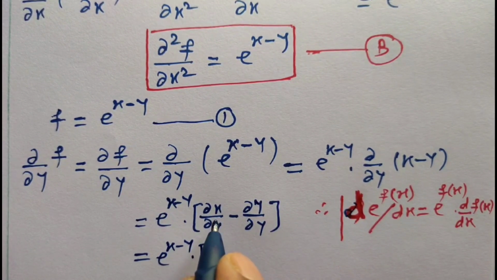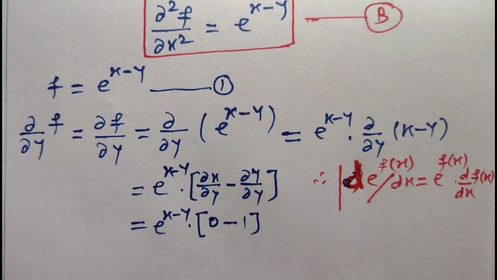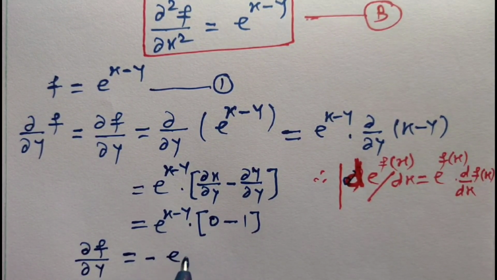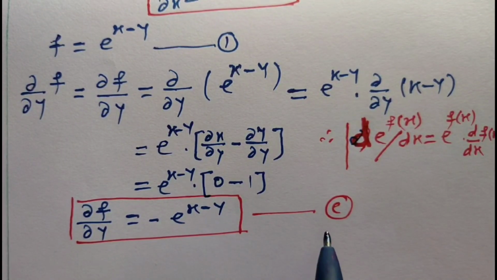Partial derivative of x with respect to y, x is constant, so its derivative will be 0, minus the partial derivative of y with respect to y is 1, and hence after simplification the partial derivative of f with respect to y is equal to minus of e to the power x minus y. Consider this as result number C.